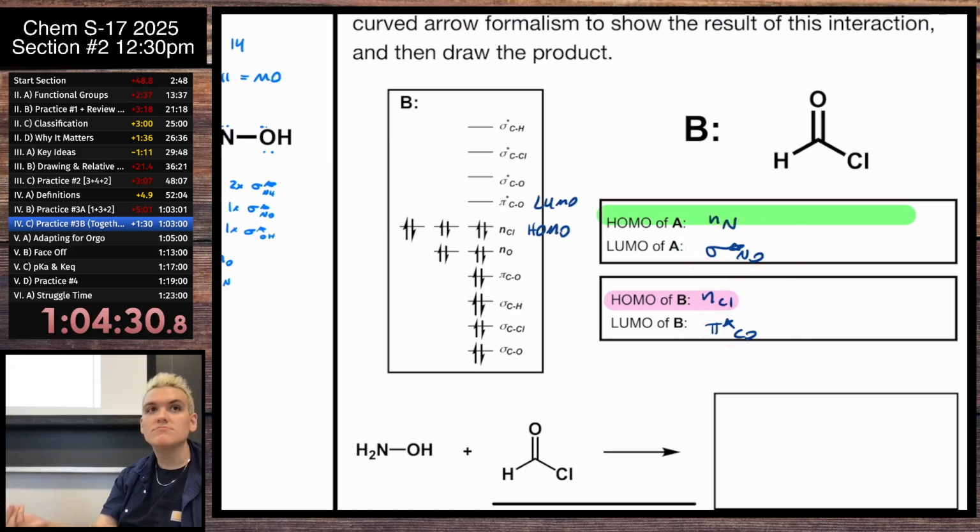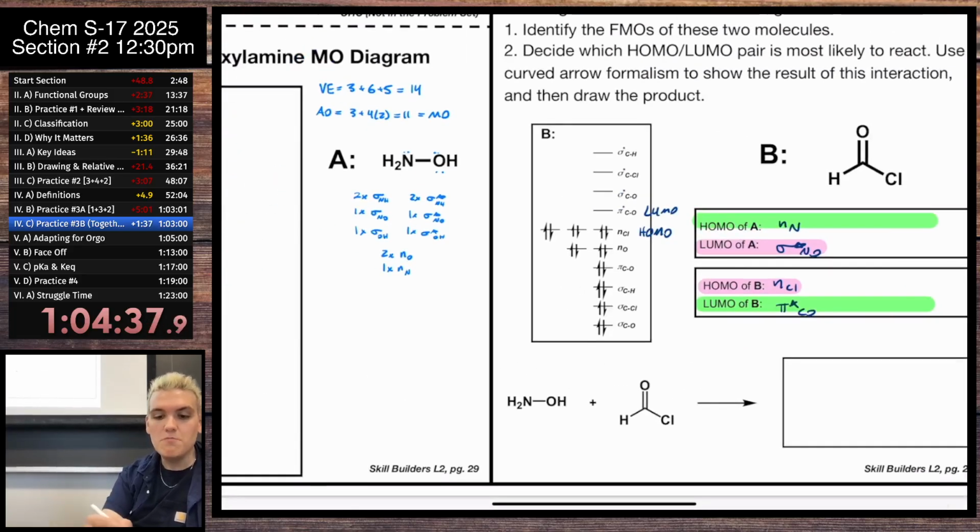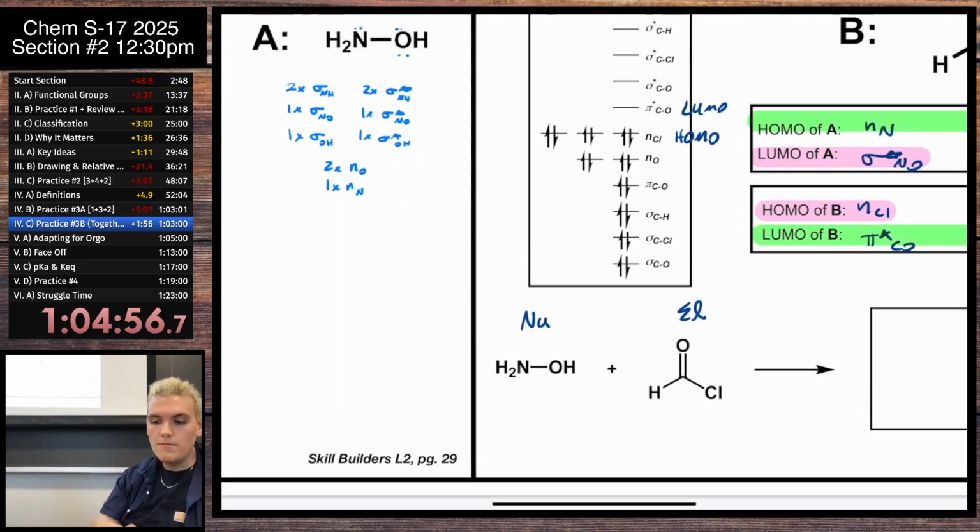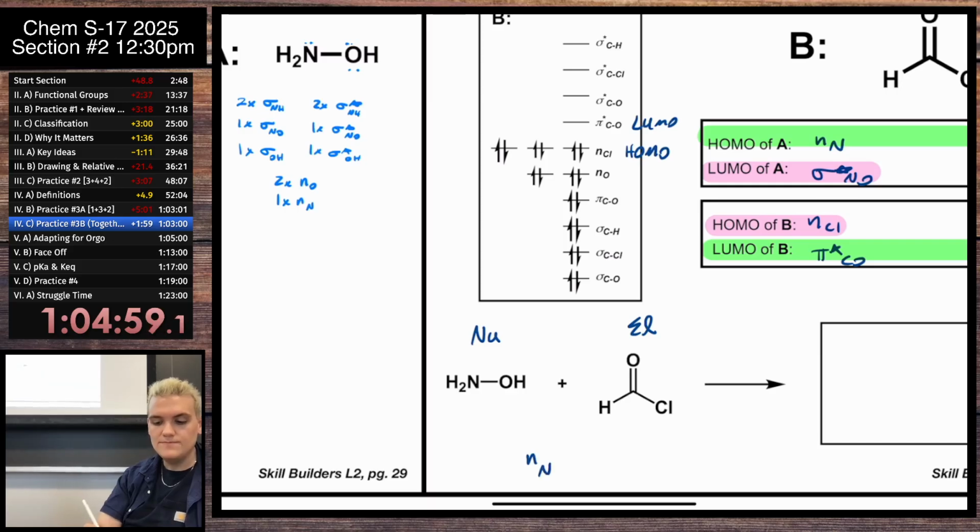Pi star. Why? Lower in energy. So this is our winning LUMO, and this is our losing LUMO. So what this means is molecule A is probably going to react as our nucleophile, because it has a good donor and a meh acceptor. So let's say this is our nucleophile. And then molecule B over here is going to be our electrophile because it has a great acceptor and a meh donor. So what we are going to do is have the lone pair on nitrogen go and attack the pi star CO on the electrophile here.